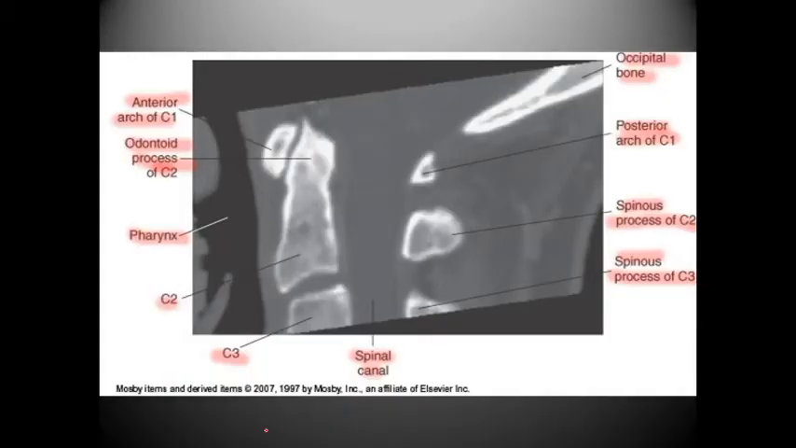Here's a sagittal view of C1, 2, and 3. We have the anterior arch of C1 here. Then we have the posterior arch. We can see that we have a hypodense area here, which is the spinal cord or the spinal canal. We'll say canal because we can actually not get the exact proximity of the spinal cord. We have the odontoid.